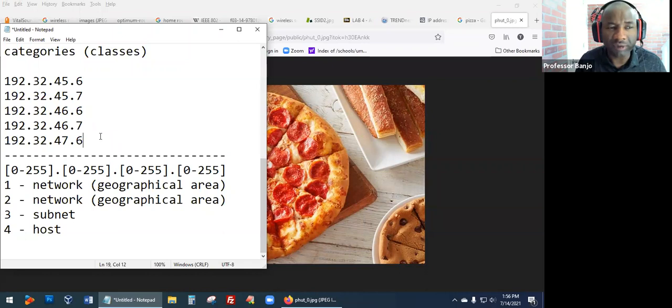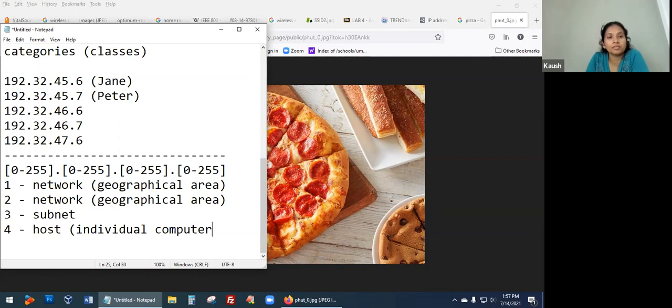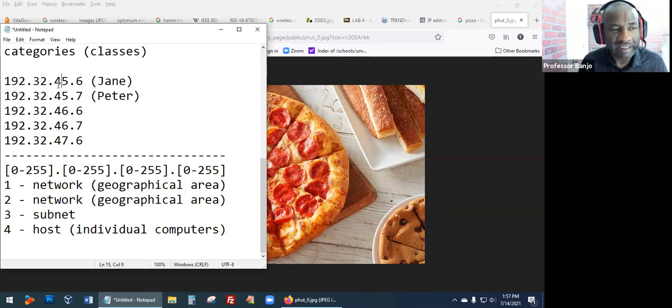So for example, if this is a company, this host 45.6 is somebody's computer. This might be Jane's computer. .7 might be somebody else, say, Peter. The host is a unique computer. You're never going to get the same host twice. Every host is different. So the last part, the host, is the individual device name, individual computers. Got it. So this is the network, this is the subnet, and this is the individual computer.